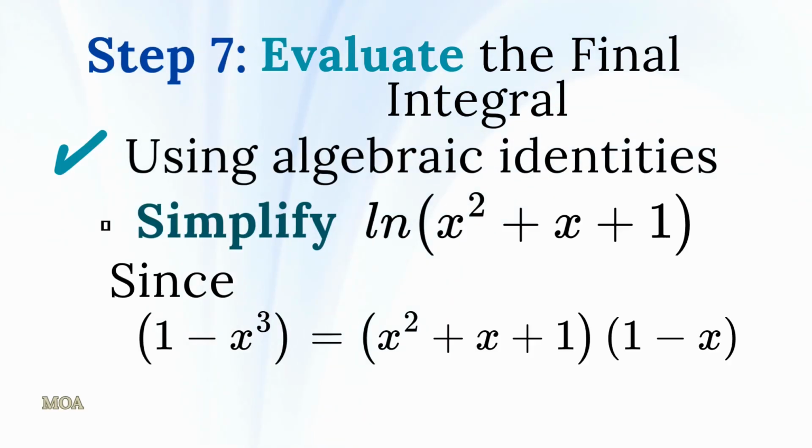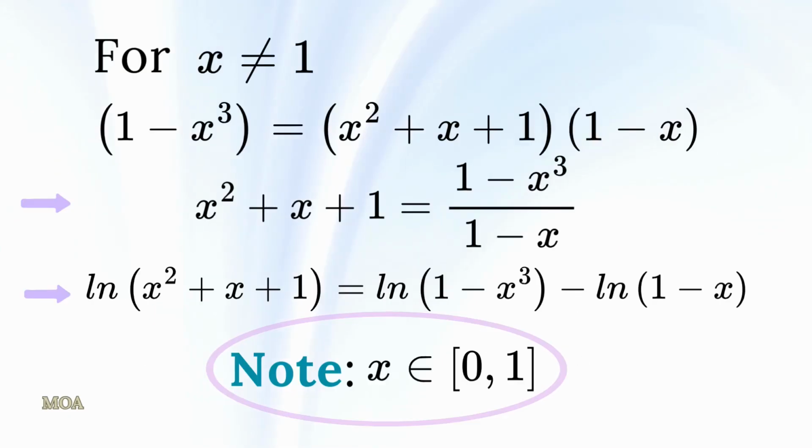Since 1 − x³ = (x² + x + 1)(1 − x), for x different from 1, x² + x + 1 = (1 − x³)/(1 − x). Taking logarithms on both sides, we obtain ln(x² + x + 1) = ln(1 − x³) − ln(1 − x).